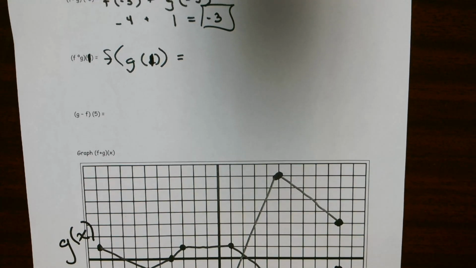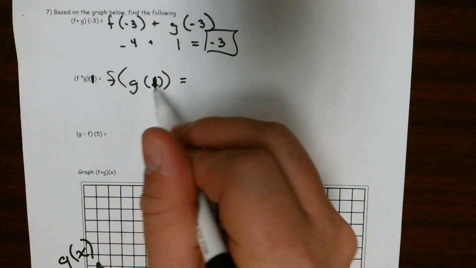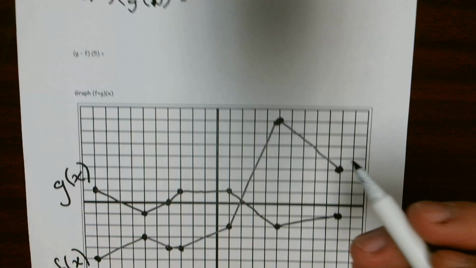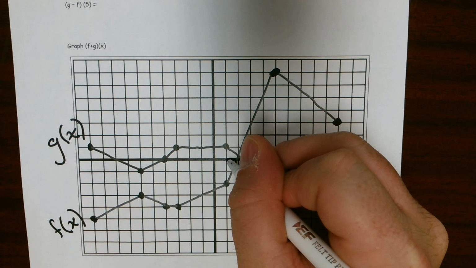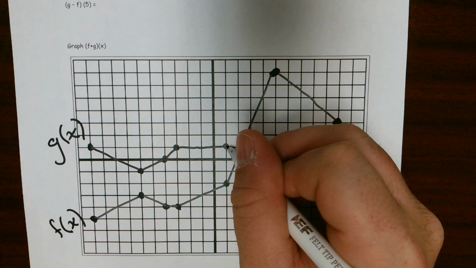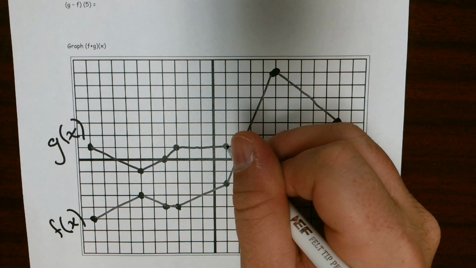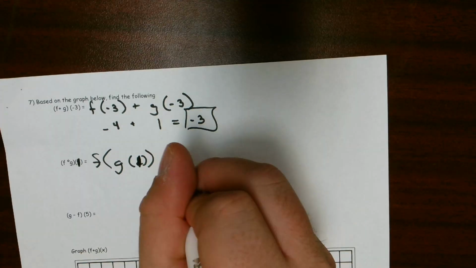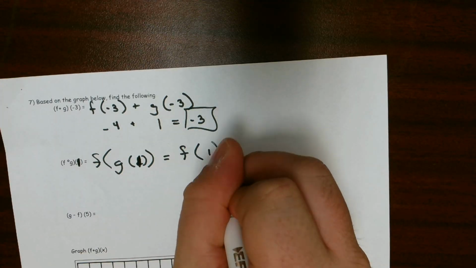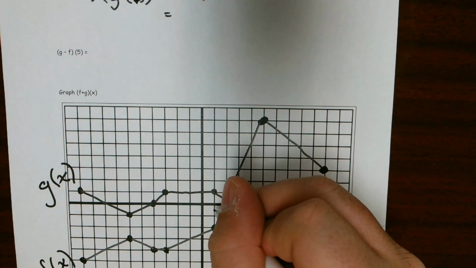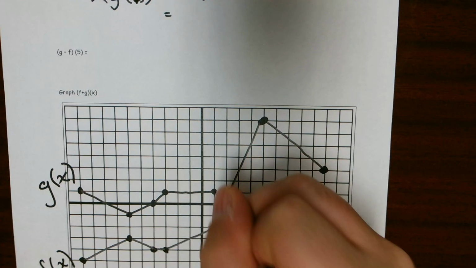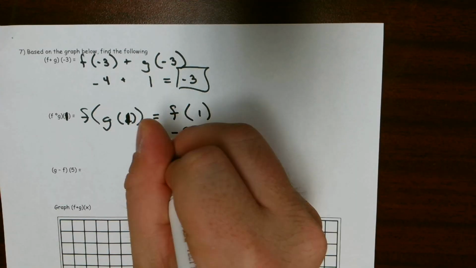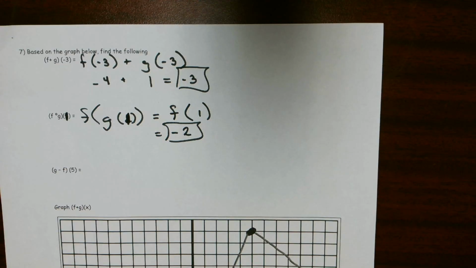Okay, so g of 1. The process is still the same. g of 1. Let's go down here and look at our picture. What happens when you plug 1 into g? You get out 1. So g of 1 is the same as 1. So now we're just being asked to evaluate what is f of 1. Let's go down here. f of 1 is negative 2. So our answer is negative 2.